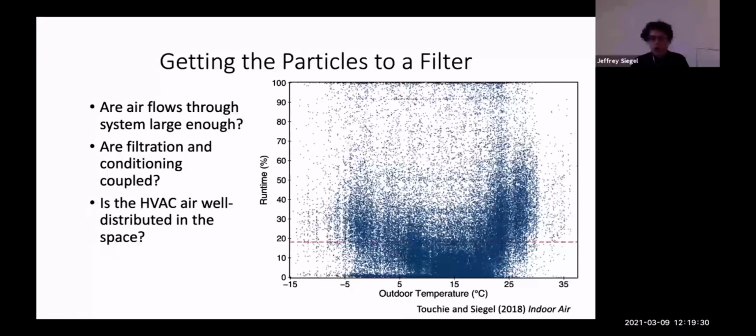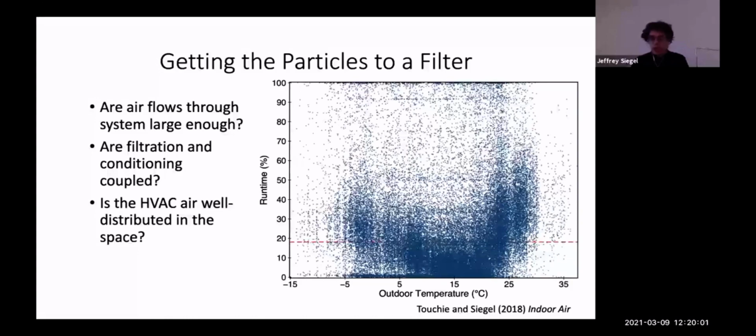But the overall message that I think is really important here is that red dashed line. That shows the median runtime, or the median fraction of time that the system operates in these homes. And it's about 18%. So what that means is that if you have a filter in one of these systems, 80% of the time, or a little bit more than that, air isn't even going to go through the filter. So it doesn't matter what type of filter you have most of the time.